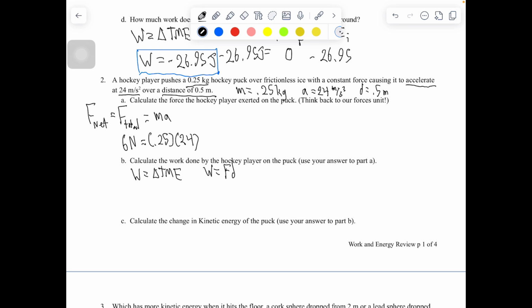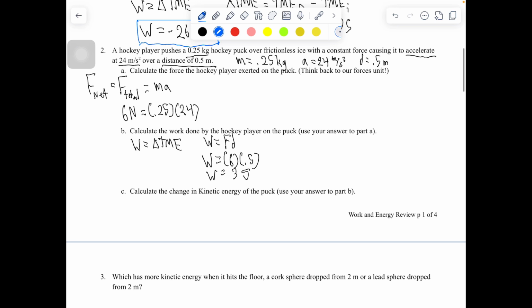So we'll use that. We'll say the work done is equal to the force, which we just calculated, that 6 newtons, times the distance. The distance is 0.5, just taking it from our givens. Multiply these together, we get our work as 3 joules. Now, that's our answer for part B.